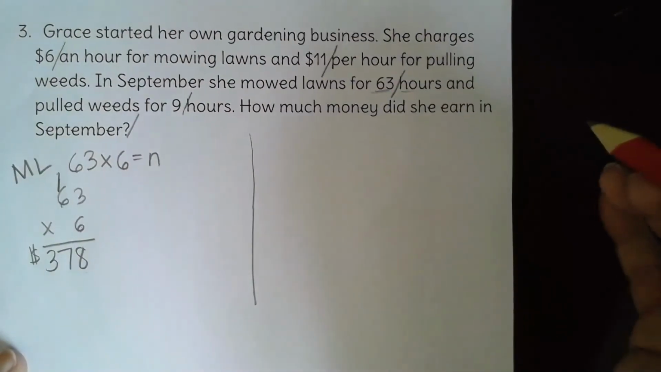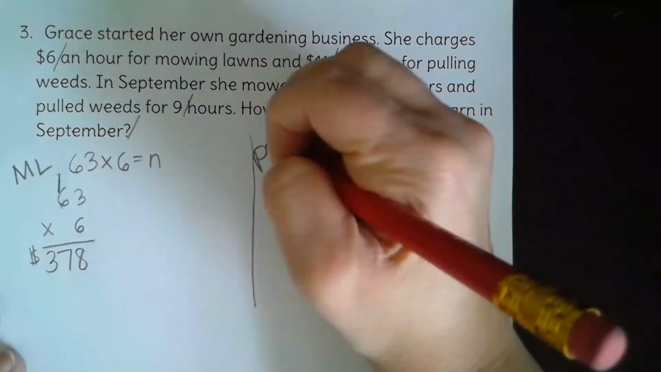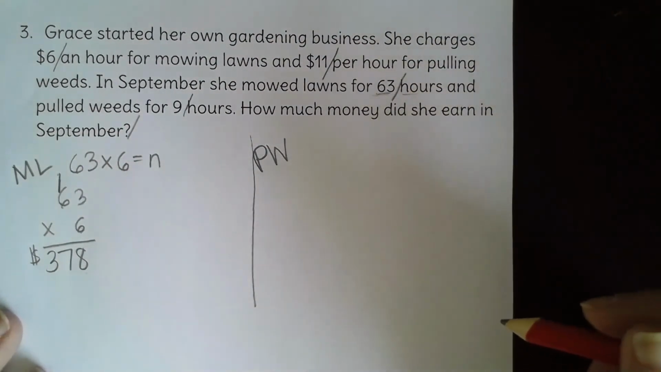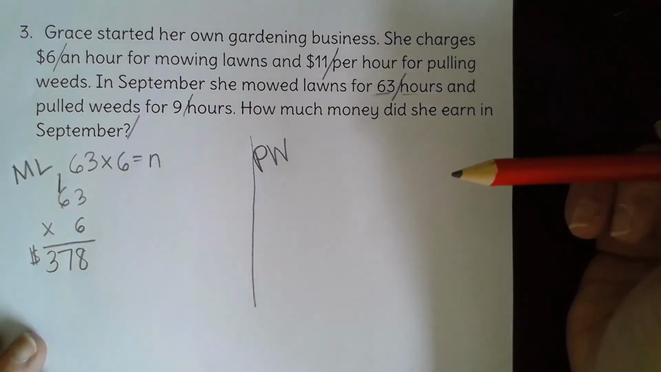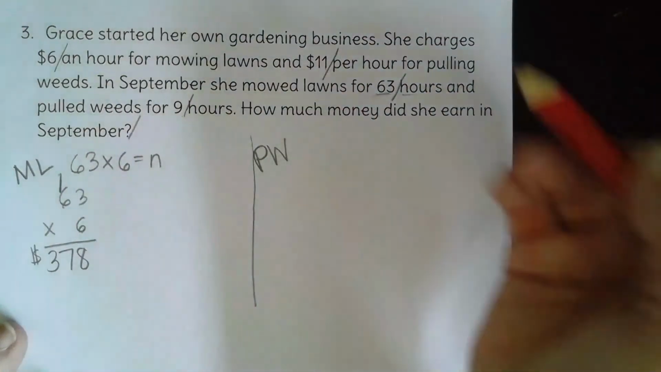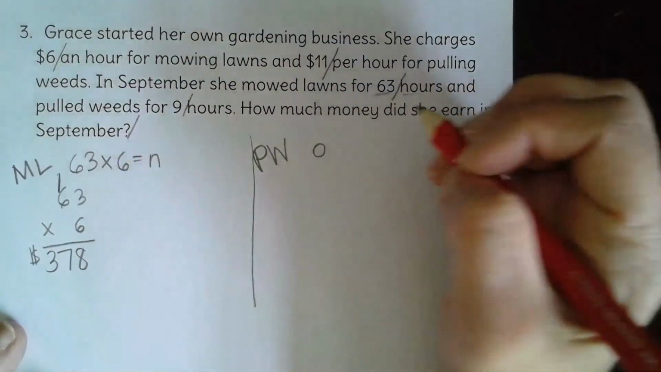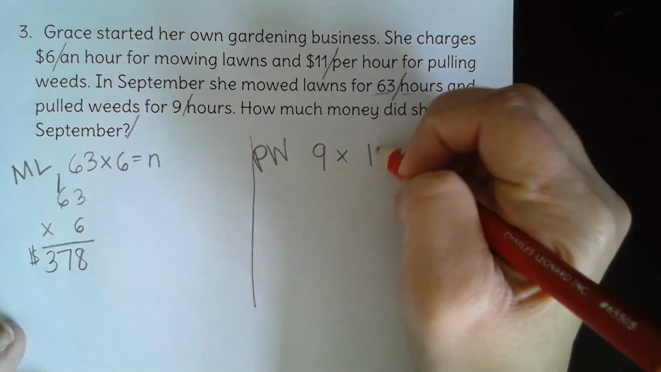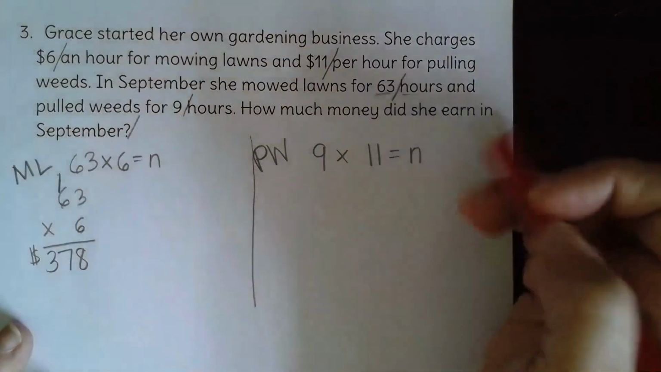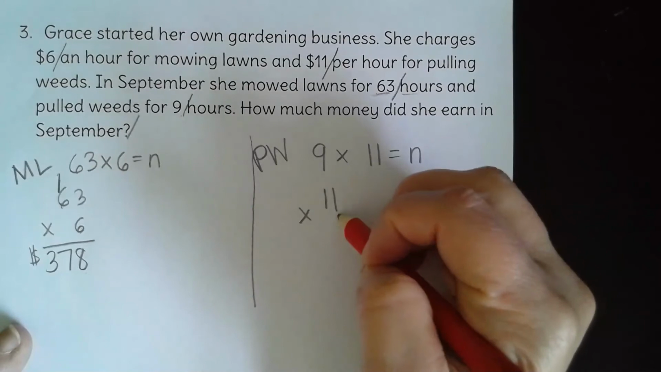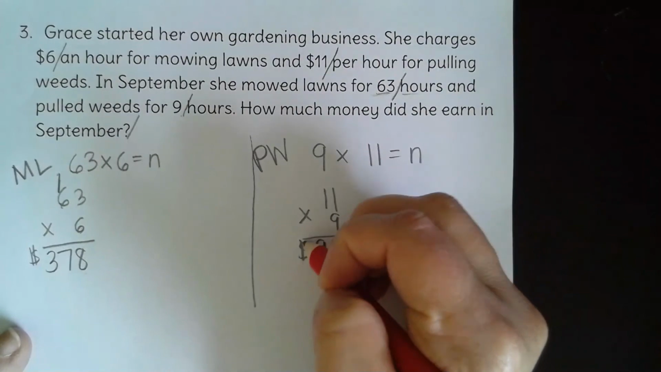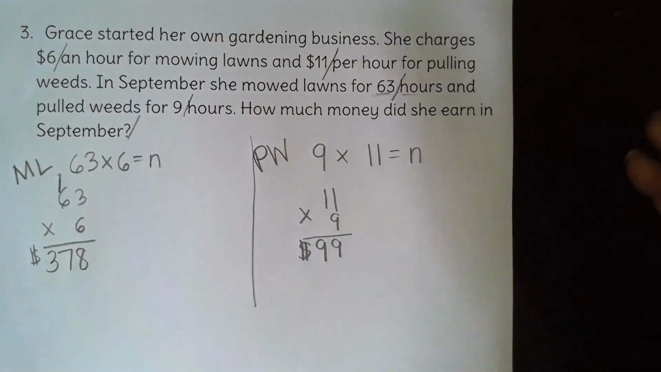I still need to figure out how much money she made pulling weeds, because she had 2 parts to her job. She also pulled weeds. Okay, so what do I know about the pulling weeds part? I know she made $11 per hour. I also know she did it for 9 hours in September. So that's 9 hours times $11 per hour equals N, or unknown. And now I'm going to set it up. 11 times 9 is 99. So now I know that she made $99 pulling weeds.